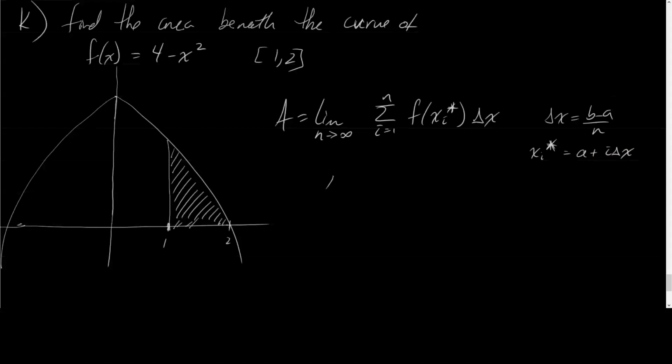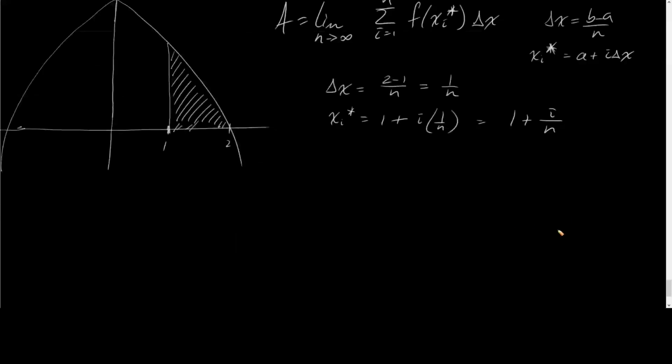Well, let's figure it out. What's delta x? B minus a over n. So 2 minus 1 over n, which gives us 1 over n. And x of I star, what is that? Well, that's a, which was 1, plus I delta x, so I times 1 over n. I'll just write this as 1 plus I over n. All right. Now, that right there is our setup.